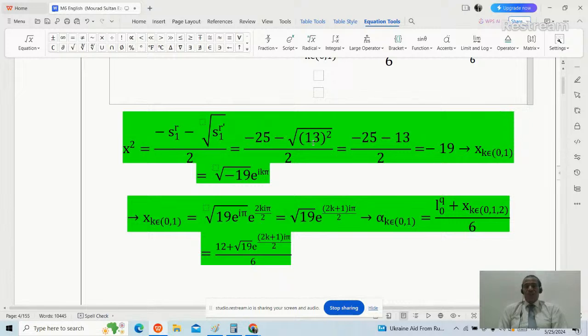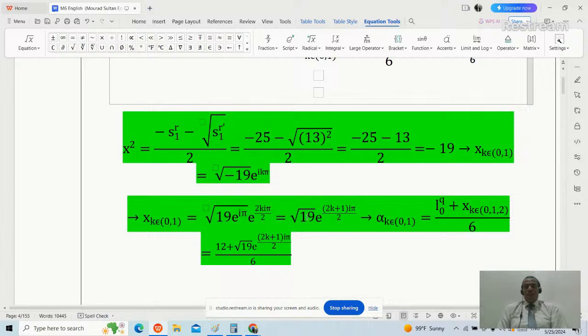It will be negative 45 minus the root of 13 squared, of course divided by 2. It will be negative 45, negative 13, so negative 38 divided by 2 is negative 19, which is a negative number, meaning that we get 2 other complex numbers. So minus 19 is 19 exponential i pi, I will just put minus 1 as exponential i pi inside the square root. Then it will be root of 19 exponential (2k plus 1) i pi over 2, because it is written inside the square root.